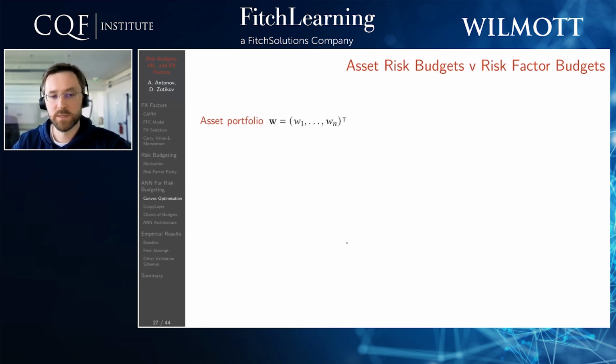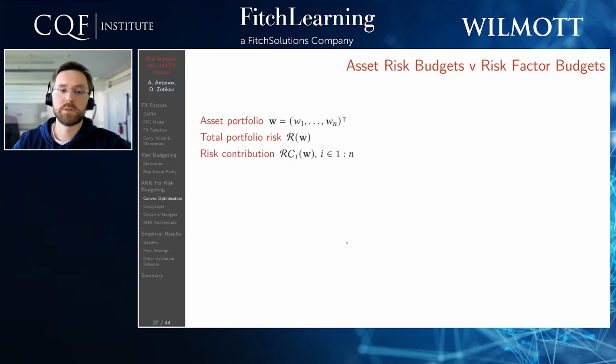In particular, suppose there is a portfolio of assets denoted by a weight vector. So we have weights for n assets. Suppose also that you can compute the total portfolio risk. Some people also call it the risk measure. For instance, that could be volatility or value at risk or expected shortfall.